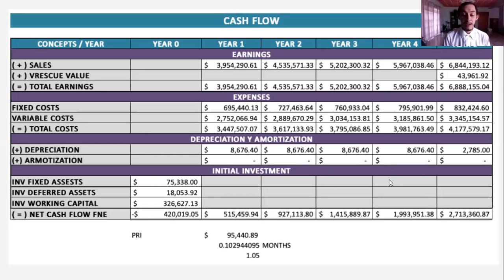2,713,360 and 87. Our PRI is of 95,440 and 89 cents with a 1.05 months.